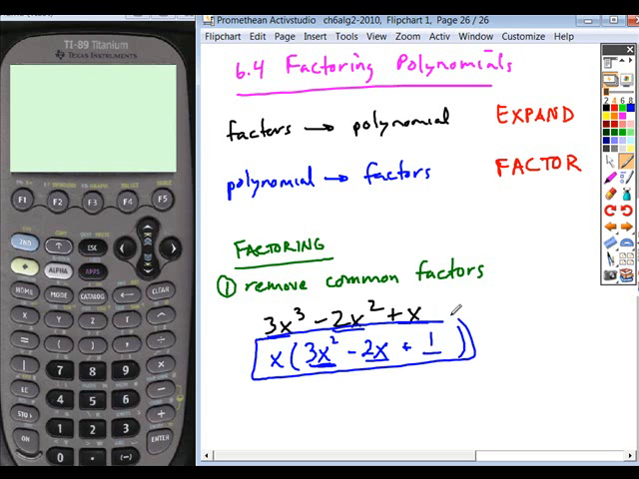Right? And so the easiest thing is just to remember that the form of the end state, after you factor, has to have the same form as your original expression did.